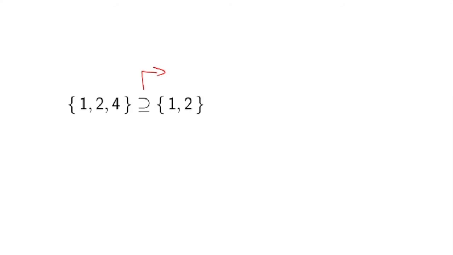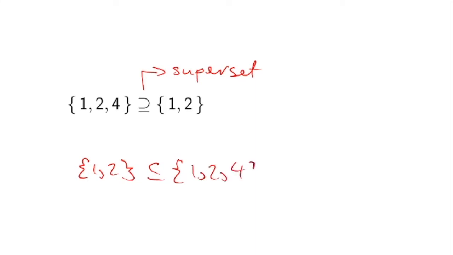This symbol over here means superset, but in essence you can just think of this as the reverse of a subset. So if I were to rewrite this so that we switch the places of the two sets, then we can say that the set on the left hand side is a subset of the set on the right hand side. So we just switched the two sets around, and so these two statements over here are equivalent.